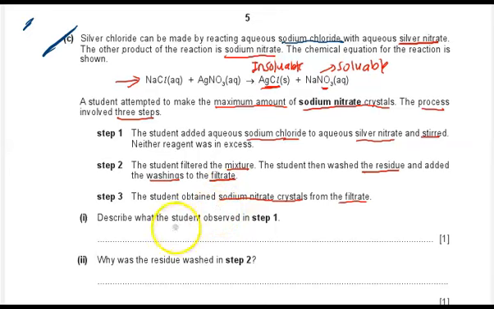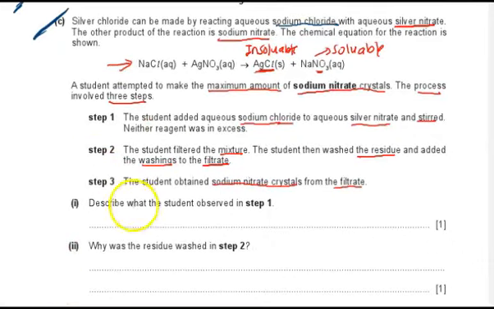Describe what the student observes in the first step. What they will observe is the formation of a precipitate, which is white in color, the silver chloride that I mentioned just now. So here we will have a white precipitate.